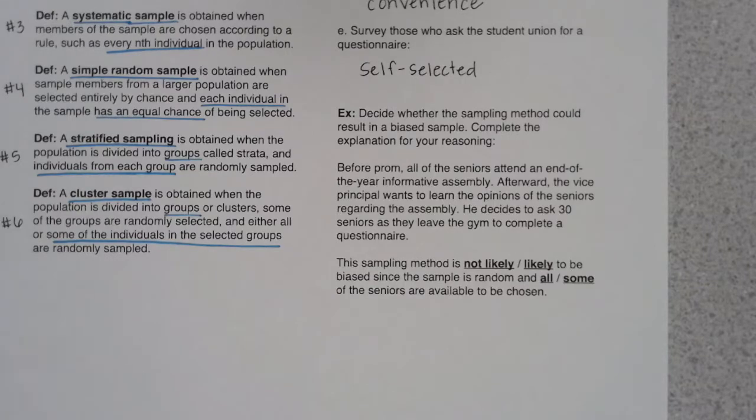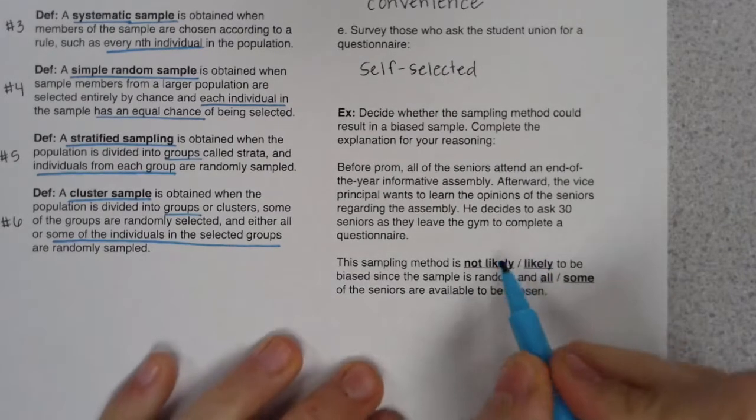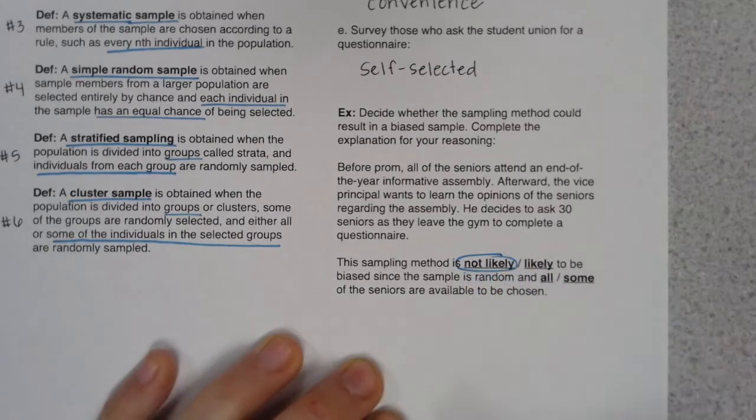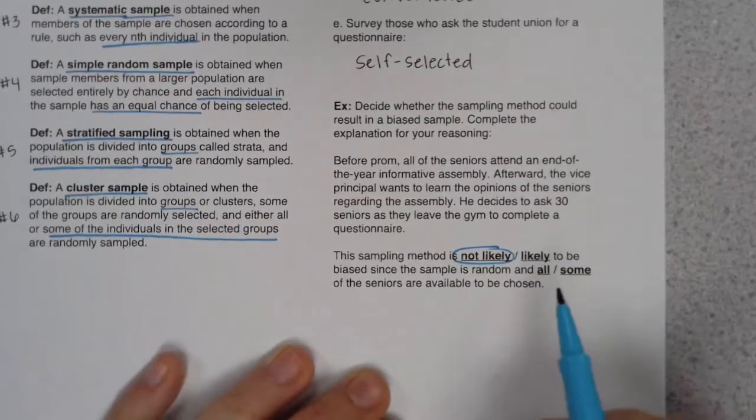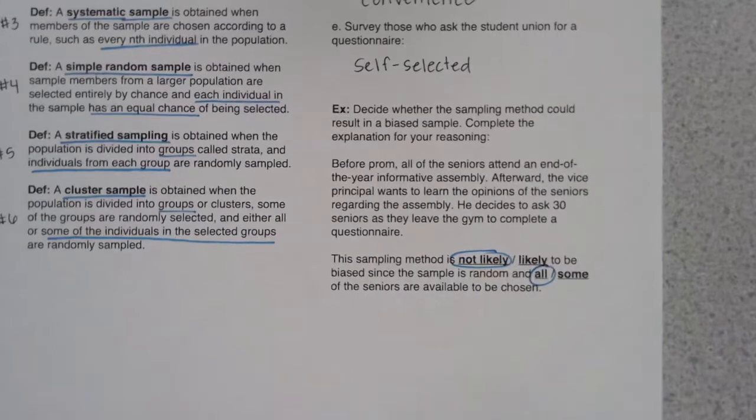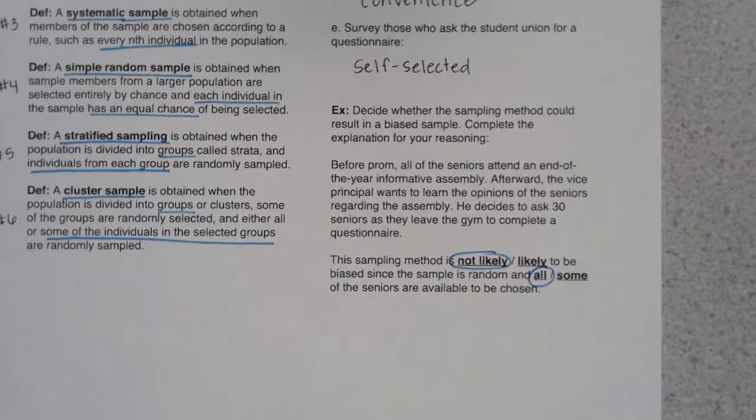So bias means that the results of the survey could be affected by the type of people that you're asking or where you're asking the question or how you're asking the question. And so in this example, he's asking the seniors who were at the assembly about the assembly. He's asking 30 seniors as they leave the gym, so you could argue that it's random. And so in this example, we would say that the sampling method is not likely to be biased, which is a good thing, since the sample is random. And all of the seniors, theoretically all of the seniors would go to the assembly, are available to be chosen.